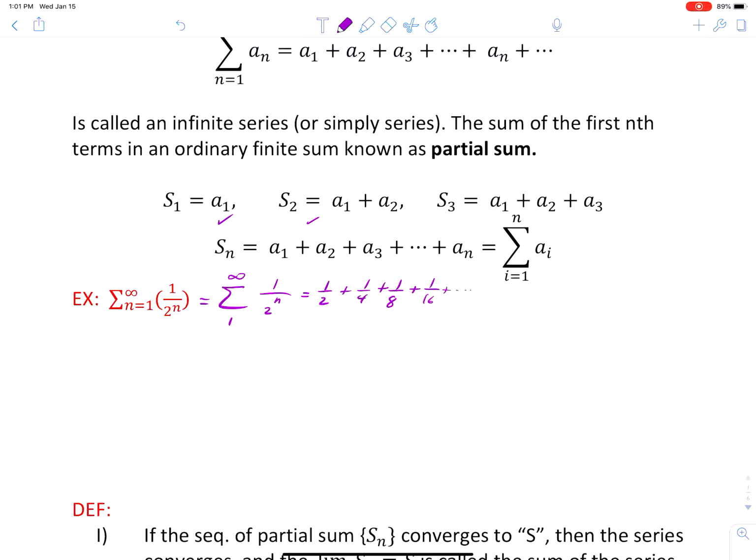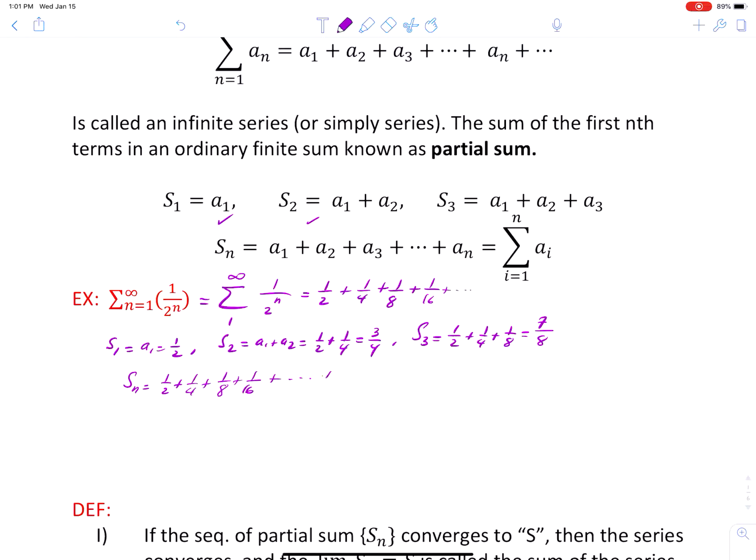So let me write the partial sums. S of 1 is A1, which is 1/2. S of 2 is A1 plus A2, which is 1/2 plus 1/4. What is that? 3/4. S3 is the first three: 1/2 plus 1/4 plus 1/8. Add them all together. What do I get? 7/8, and so on. So S of n is actually 1/2 plus 1/4 plus 1/8 plus 1/16 plus all the way to 1 over 2 to the n, which was the series, right?